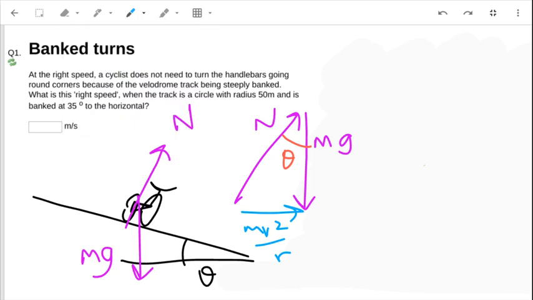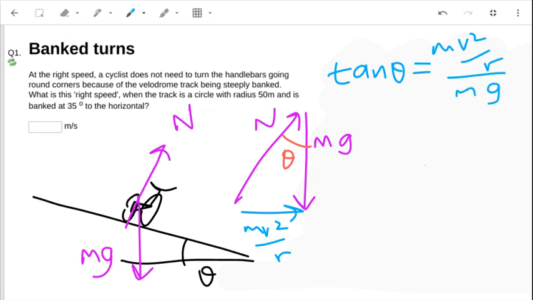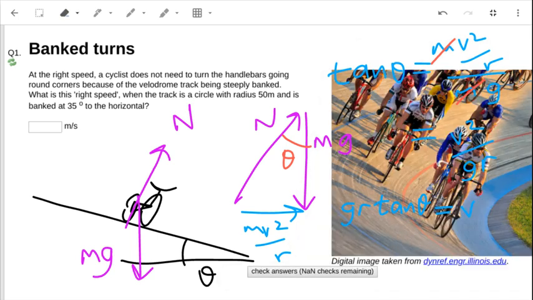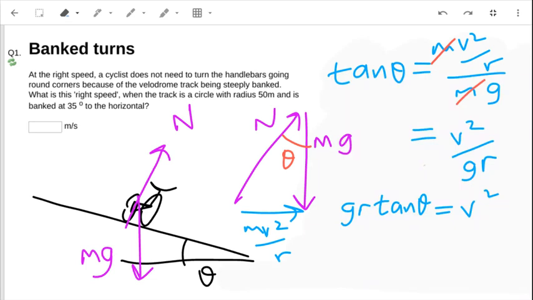I can say that tan theta is equal to the opposite, which is mv squared over r, divided by the adjacent, which is mg. Masses cancel. And then I'm left with tan theta equals v squared over gr. Rearrange that to get v squared as the subject, and v squared becomes gr tan theta. So I need to take the square root of that.